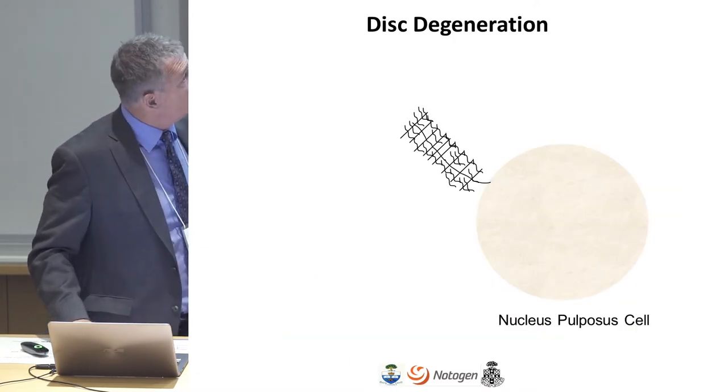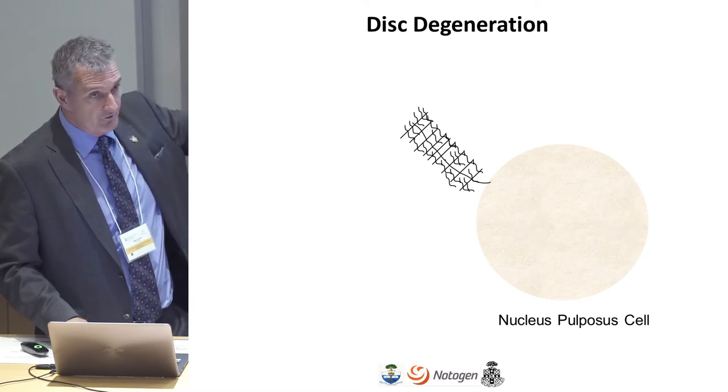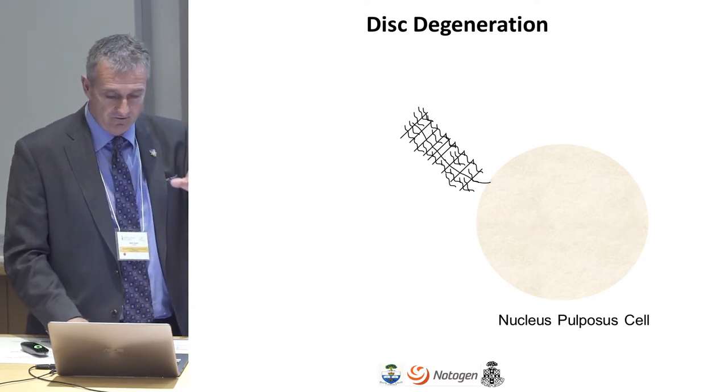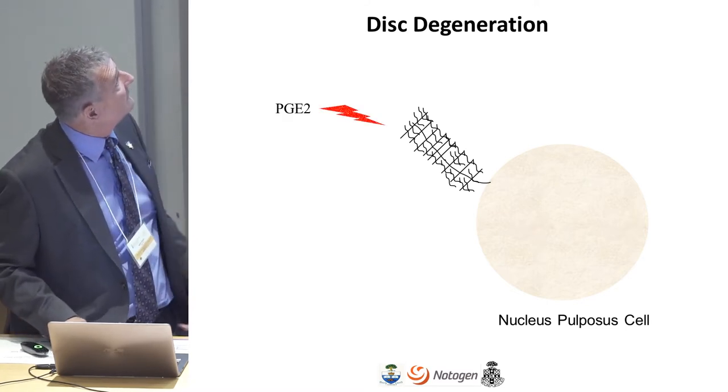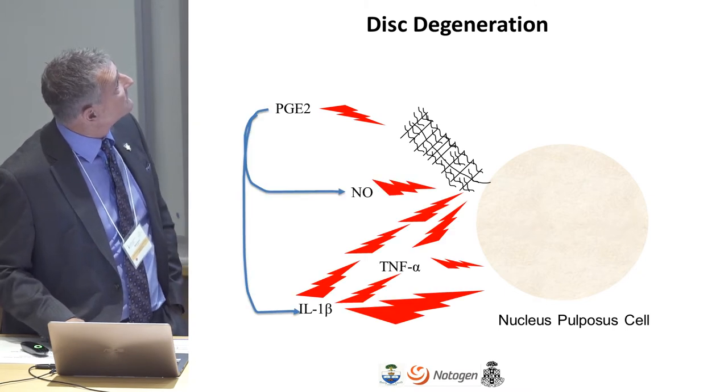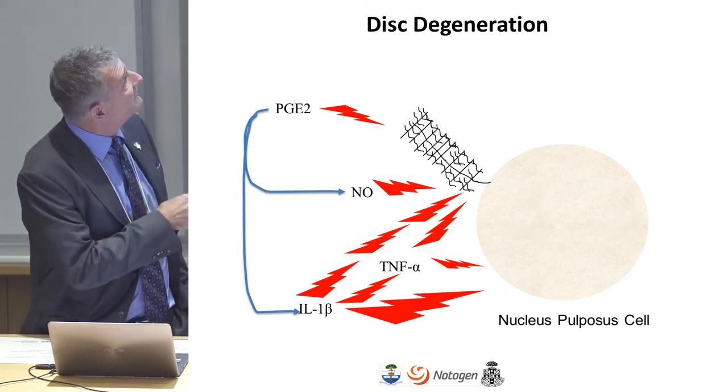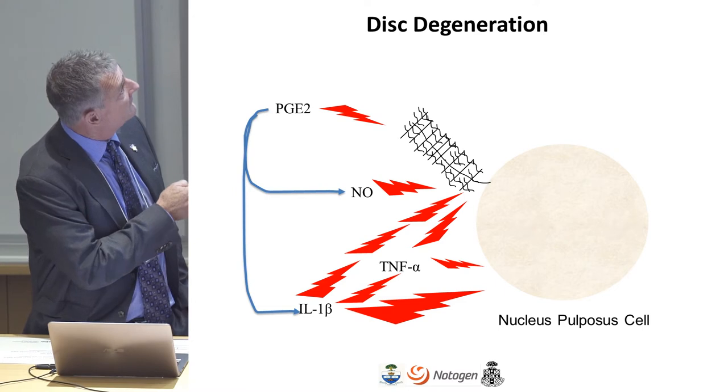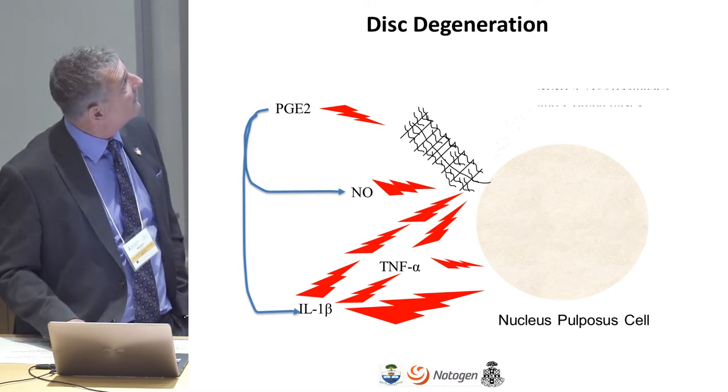So where did this degenerate? You got this nucleus pulposus cell. In humans, they are kind of like cartilage cells with these toothbrushes I told you about. And you've got all these players, these molecules that cause the toothbrush here to kind of fall apart.